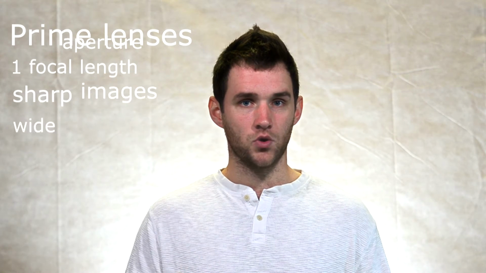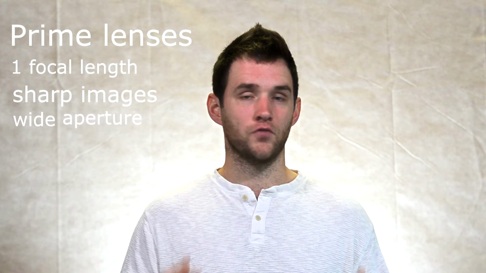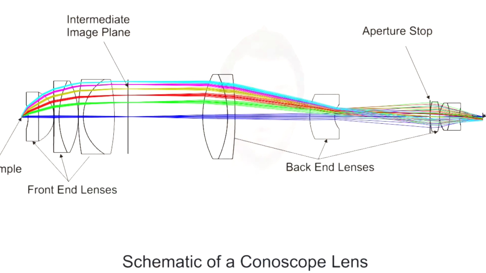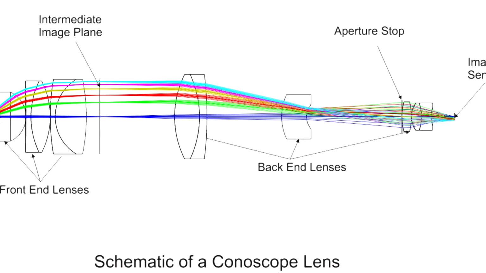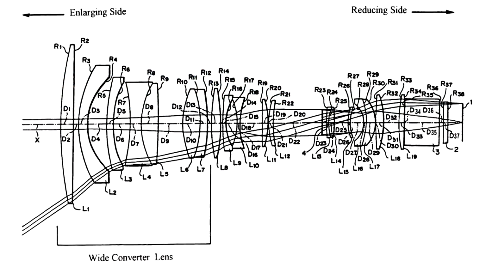Okay, so prime lenses have one focal length, superior image quality, and wide apertures for great low light performance and beautiful bokeh. Now, we're not really going to go into the construction or physics of the interworkings of these lenses because it's insanely complex and not really something that you need to know.